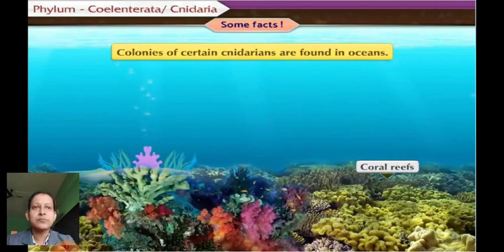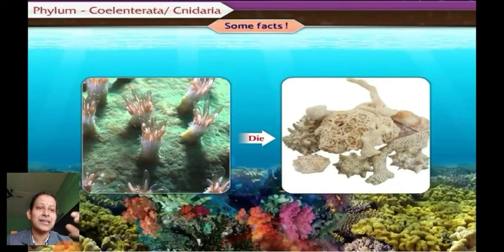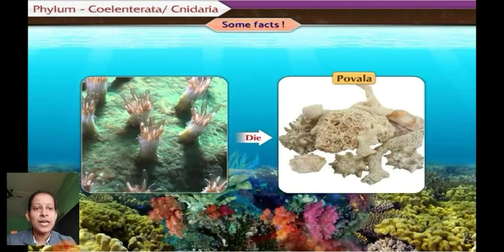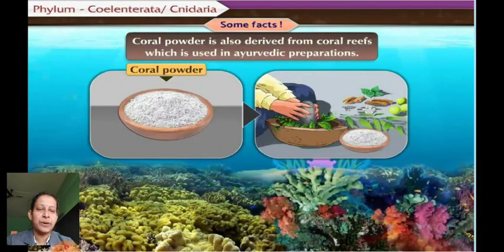Because of pollution, these coral reefs are getting damaged. When oceanic pollution occurs, they get damaged, and when they get damaged completely, all the living organisms in the water will also get affected. So we have to be very careful, because a lot of oceanic pollution is going on. Coral reefs are not only meant for this, but once they die, they are also called Pravala, which is used in Ayurvedic preparation. These corals are made into a powder, which is used in Ayurvedic preparation.